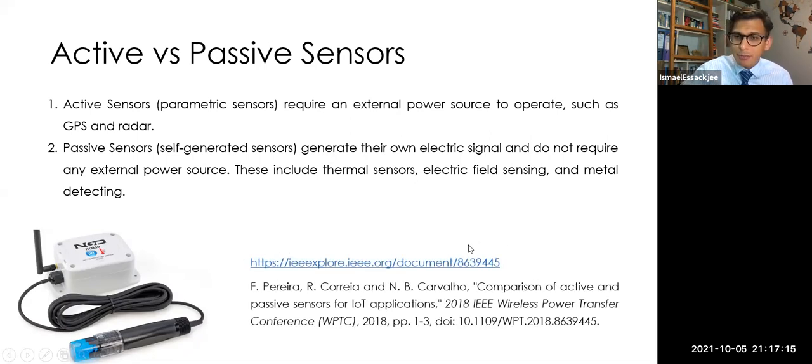There's an interesting paper, a comparison of active and passive device sensors for IoT applications. I've included the link here. If you want to read it, you can download this paper.